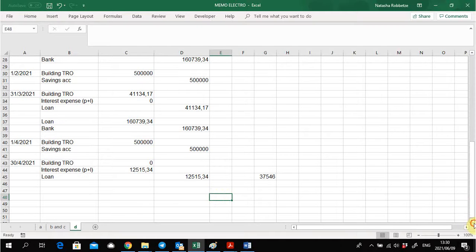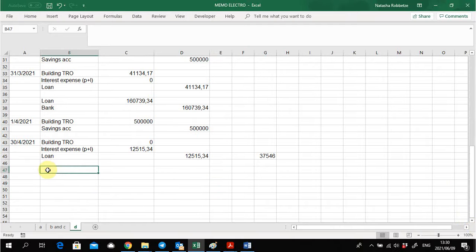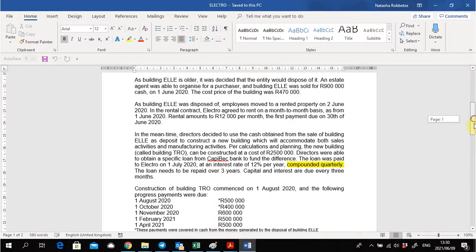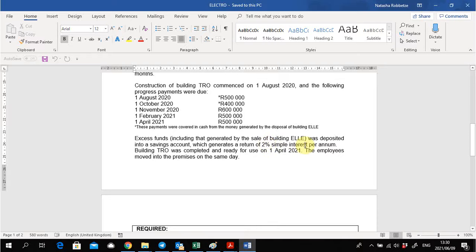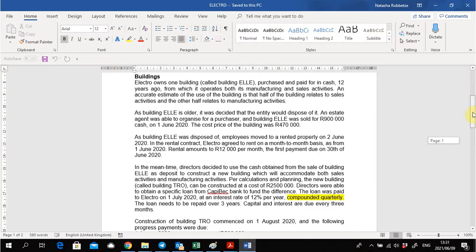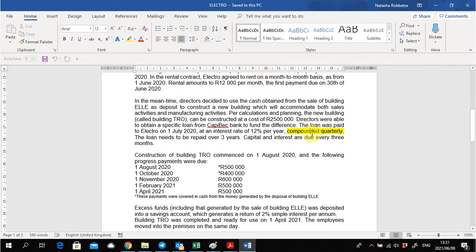Right. The next entry we have to do is with regards to our savings account and our interest. So you might ask me, but why haven't we done the interest income calculations together with these payments? Because the question reads that it is a 2% simple interest per annum. So if it's 2% per annum, it means that the interest is only paid after the year or at year end, right? So because it's per year, the rate is per year, we only account for it when our year end comes. Whereas this is compounded quarterly, so we have to do it in quarters.